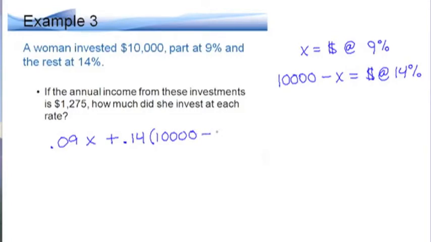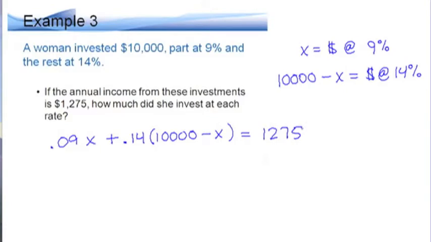Those two amounts are my interest amounts. This right here is the amount of interest earned from the 9% account, and this is the amount earned from the 14% account. And we know that in 1 year we had how much? 1,275.